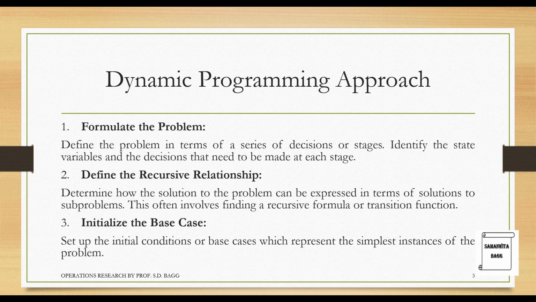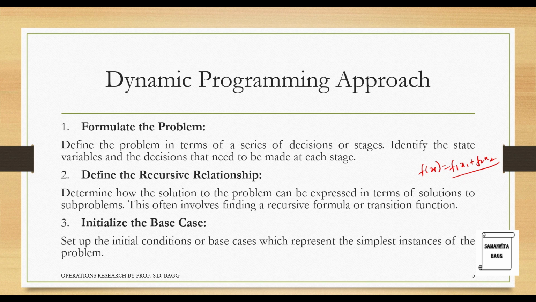Determine how the solution to the problem can be expressed in terms of solutions to subproblems. This often involves finding a recursive formula or transition function. So what you do is actually you write some function like f(x) will be f1(x1) plus f2(x2). It depends on the number of state variables that you have taken and how many functions you are trying to solve, that is the decision you are trying to take, and accordingly you are going to make the equation.